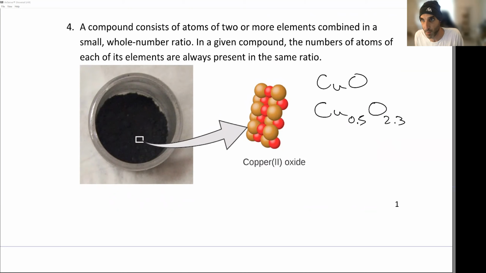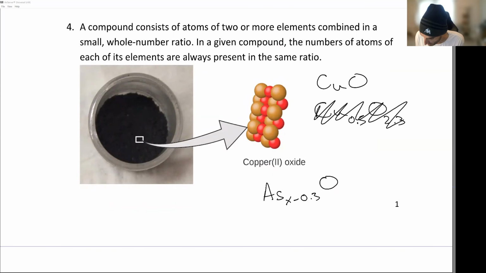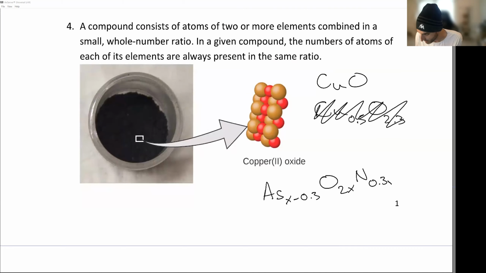They're always going to reduce to the smallest whole number ratio, which is true for pretty much everything that we're doing. But nowadays, with modern materials, not necessarily compounds, we kind of take advantage of that. We start doping things. So I might replace an arsenic with phosphorus, and my equations get really strange. It might be something like arsenic x minus 0.3, oxygen 2x, and nitrogen 0.3y.